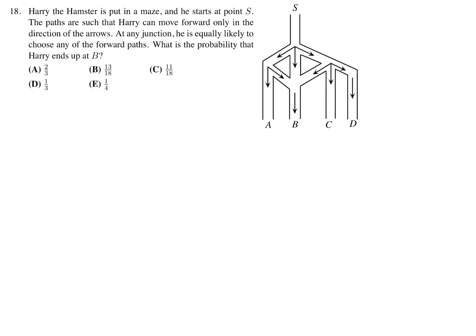Harry the hamster is put in a maze and he starts at point S. The paths are such that Harry can move forward only in the direction of the arrows. At any junction, he is equally likely to choose any of the forward paths. What is the probability that Harry ends up in B?